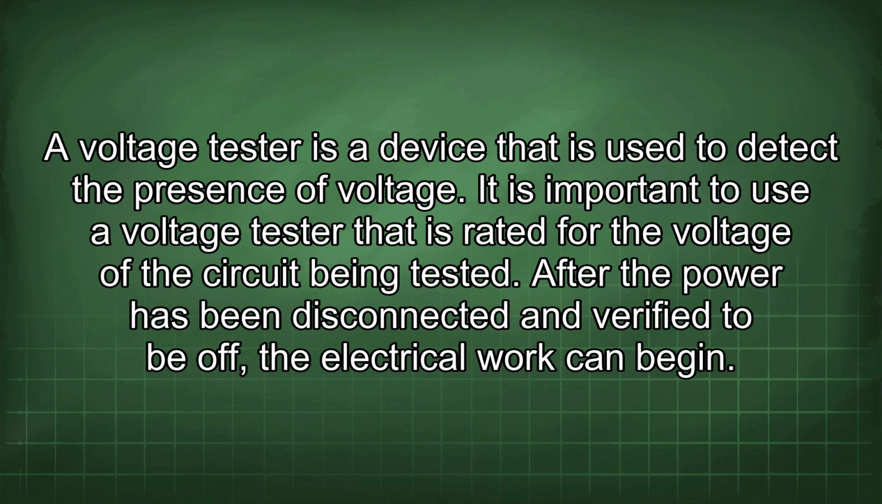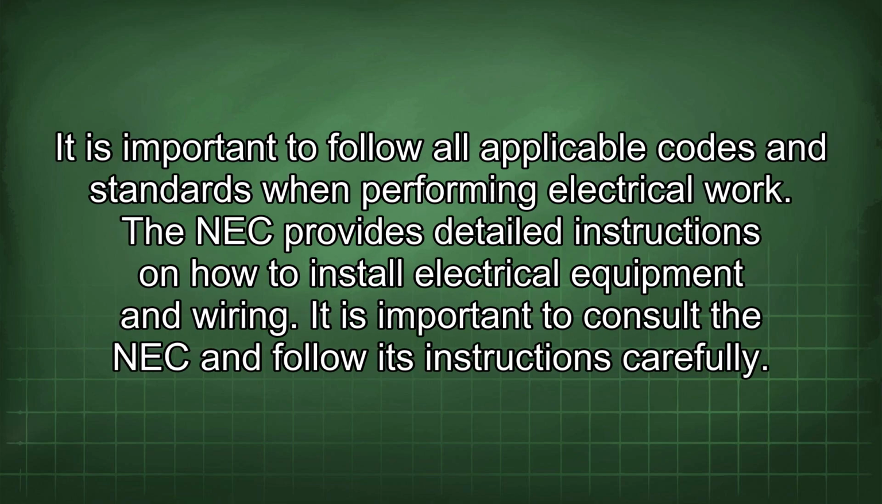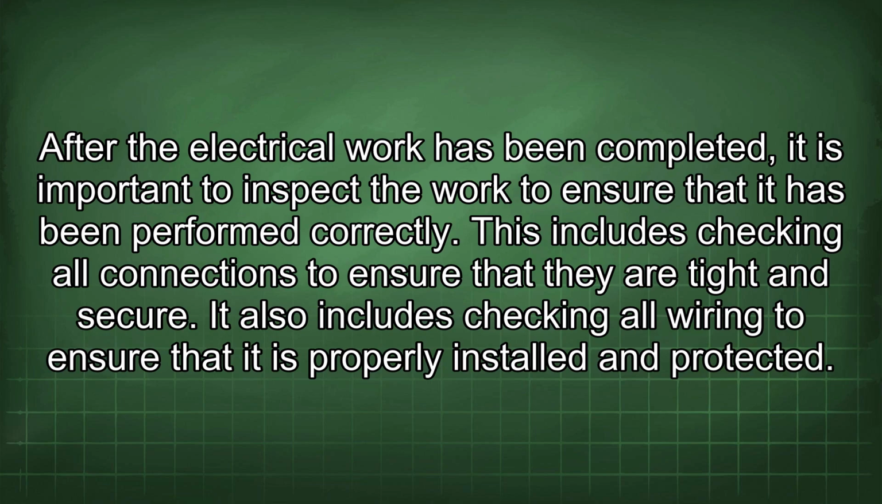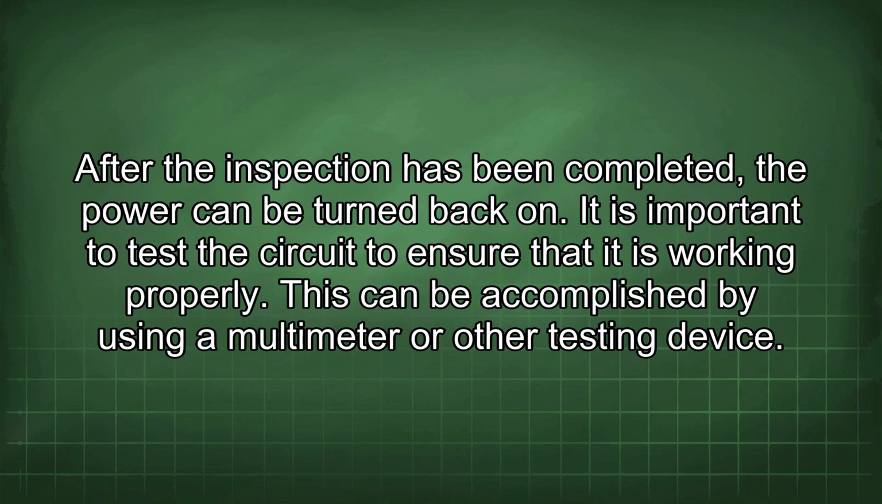After the power has been disconnected and verified to be off, the electrical work can begin. It is important to follow all applicable codes and standards when performing electrical work. The NEC provides detailed instructions on how to install electrical equipment and wiring. It is important to consult the NEC and follow its instructions carefully. After the electrical work has been completed, it is important to inspect the work to ensure that it has been performed correctly. This includes checking all connections to ensure that they are tight and secure. It also includes checking all wiring to ensure that it is properly installed and protected. After the inspection has been completed, the power can be turned back on.